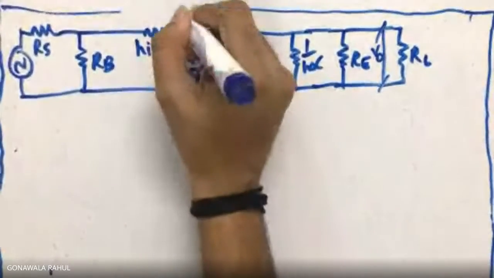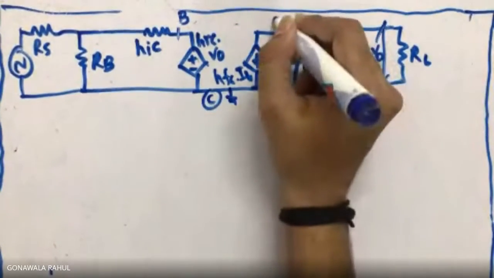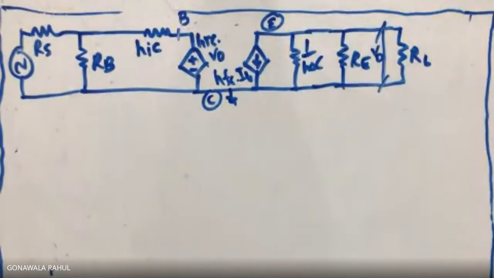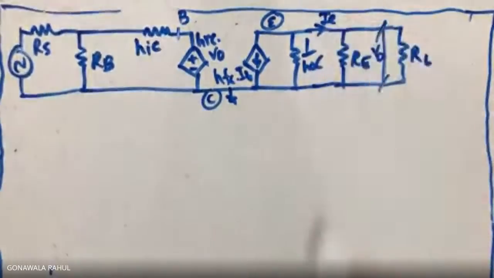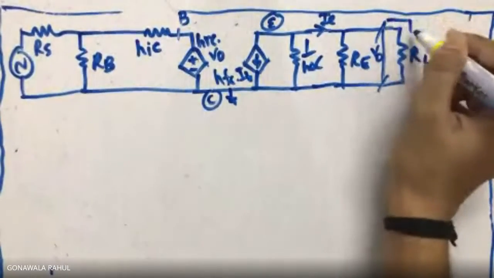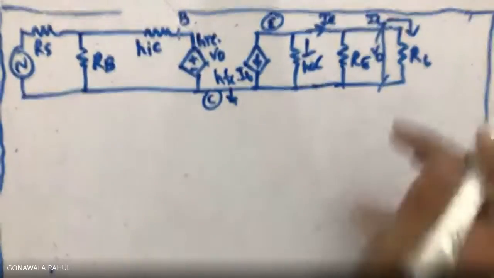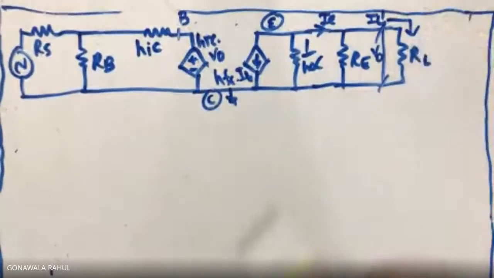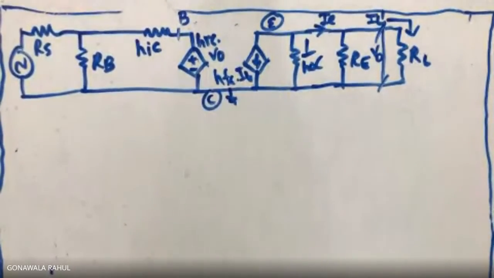This is our base terminal. This is grounded, which is our collector terminal, and this is our emitter terminal. On the emitter terminal, the output current direction will be like this. So this is IE, and here there will be load current, that is IL. Since I am taking its equivalent, I will take this as IL dash, because my RL dash is the parallel of RE and RL.